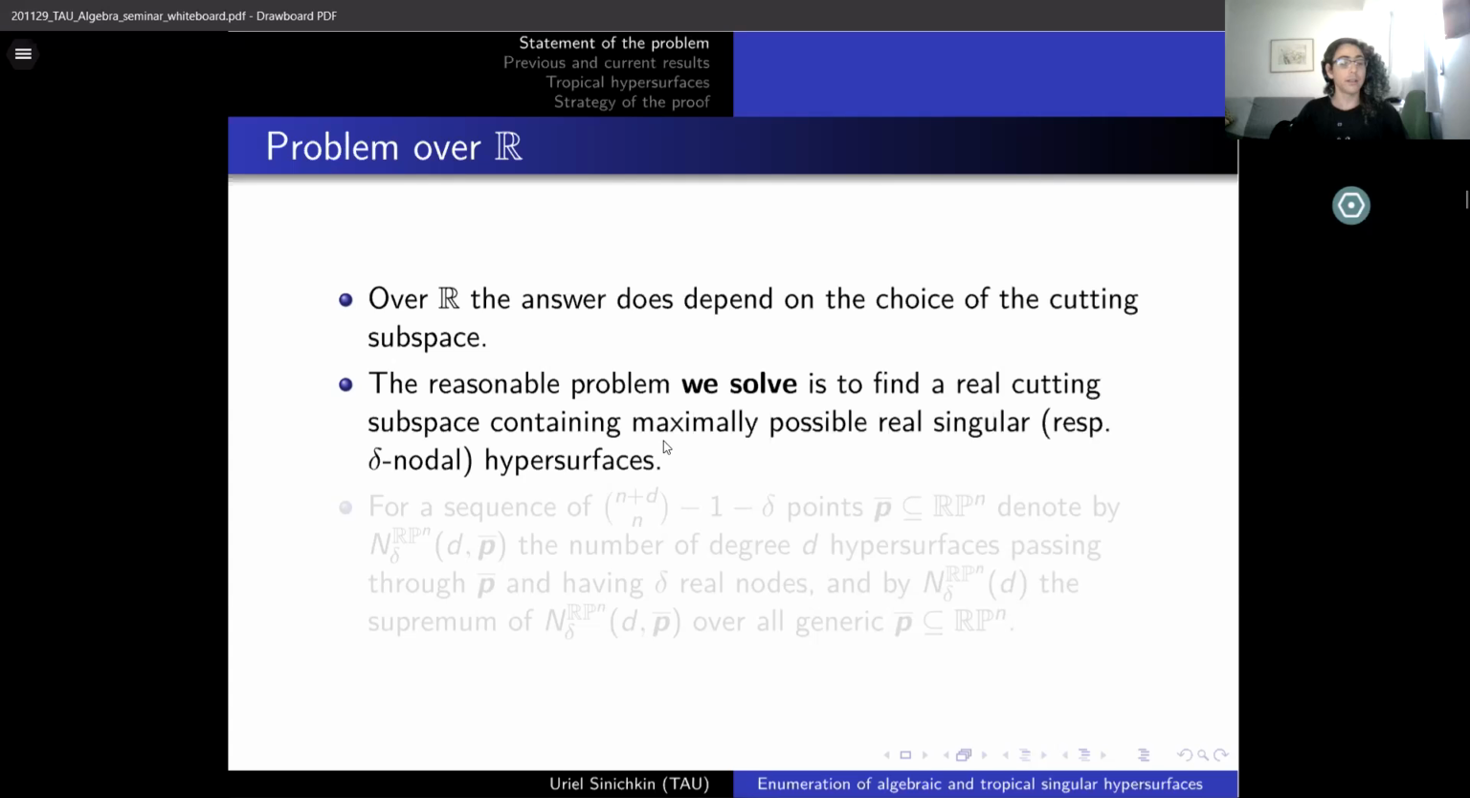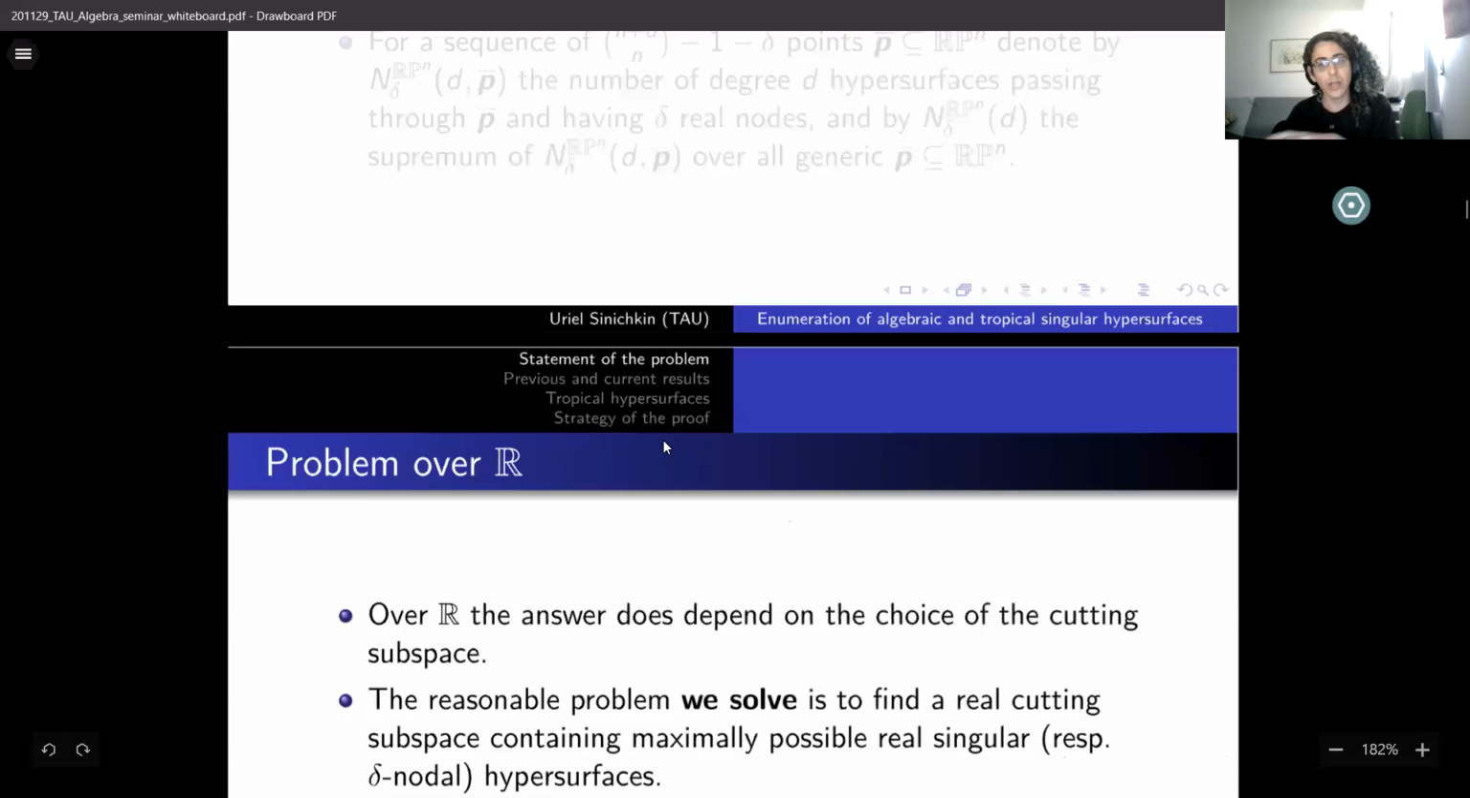What we need is to adapt it, and the way we decided to adapt it is we're looking for a cutting subspace that contains as many singular hypersurfaces as possible. So this number is not constant, but we're trying to get as much as possible. And when I say as much as possible, it means we try to get the highest number we can. We didn't prove it's the maximal possible, and it probably isn't.